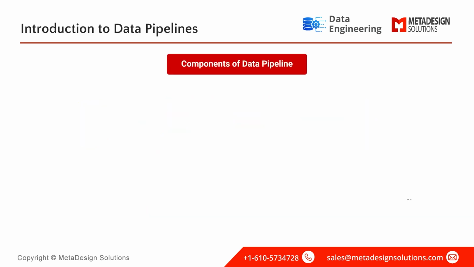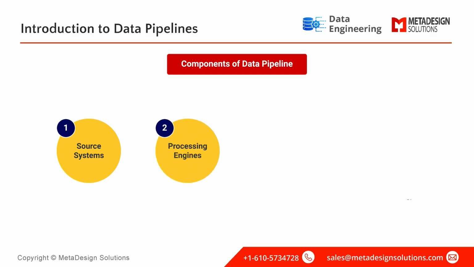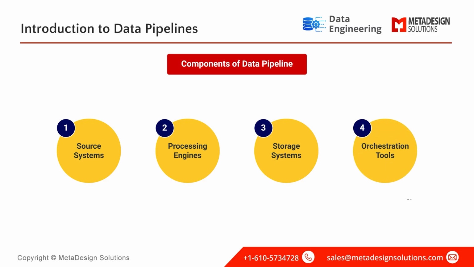A typical data pipeline includes the following components. Source systems. These are the origins of the data, such as relational databases, APIs, or IoT devices. Processing engines. Frameworks like Apache Spark, Apache Flink, or Python scripts process data at scale. Storage systems. Processed data is stored in systems like Snowflake, Amazon Redshift, or Azure Data Lake for analysis. Orchestration tools like Apache Airflow or Prefect schedule and monitor pipeline workflows, ensuring reliability and efficiency.